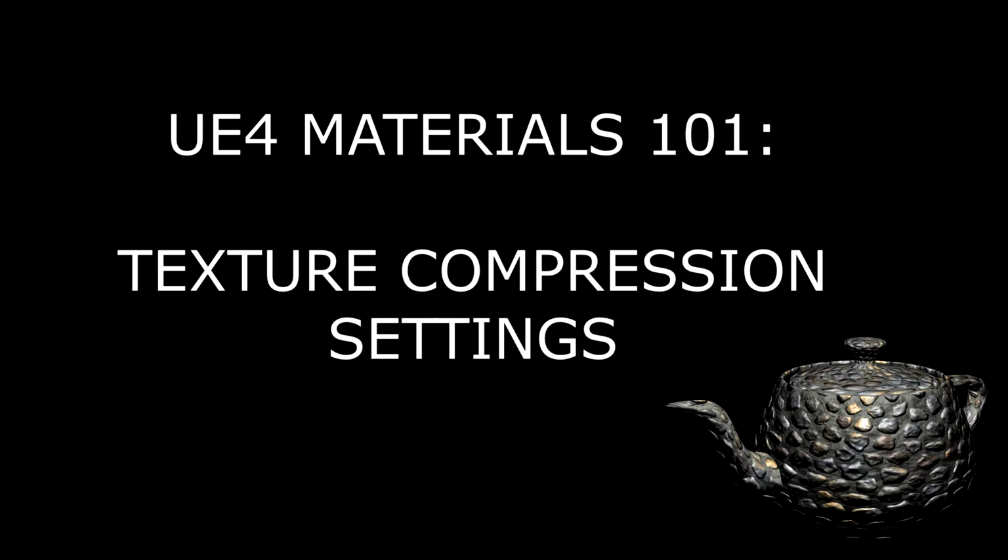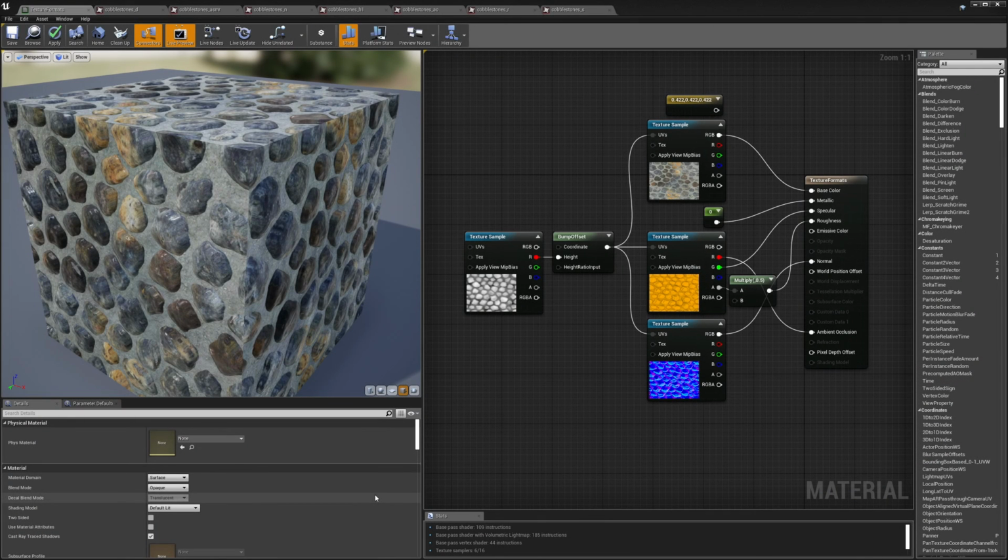Today's episode, we're going to talk about texture settings and compression formats. And we're going to go over this information because it's really important that you get these settings correct so that you can get just the right trade-off between quality and performance for your Unreal project or your game.